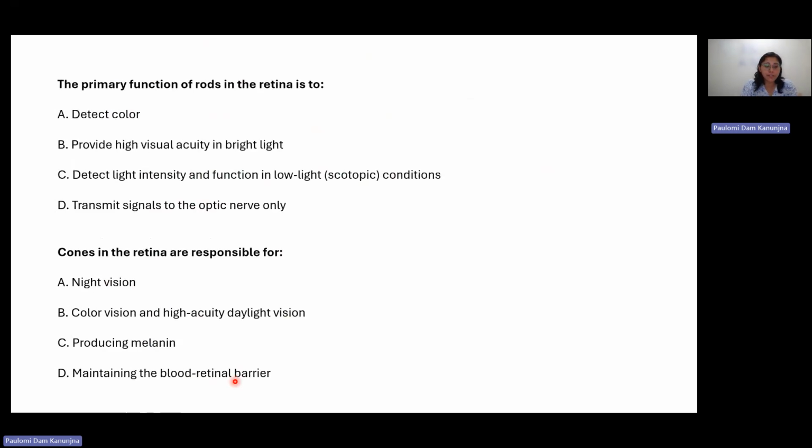Okay. Next, again, we'll wait for a few longer time here. The primary function of rods and cones here. You need to remember which type of vision is associated with these cells. The primary function of rods in the retina is to detect color, provide high visual acuity in bright light, detect light intensity and function in low light, which is called scotopic conditions, or transmit signals to the optic nerve only. And cones in the retina are responsible for night vision, color vision, and high acuity daily vision, producing melanin, and maintaining the blood retinal barrier. Right? So I will wait for 30 seconds and then I can discuss.